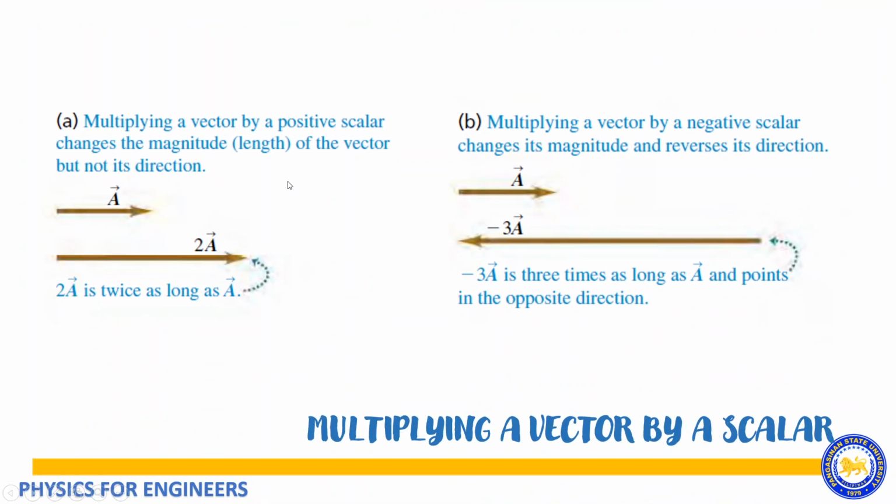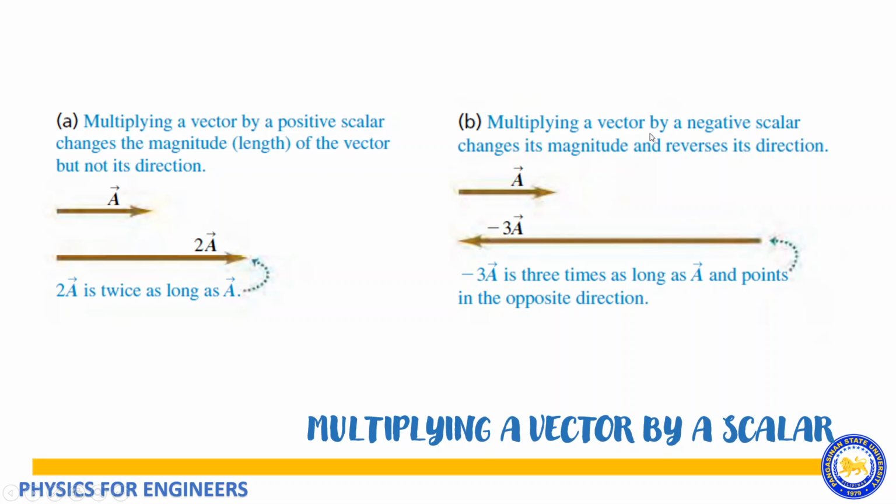So, pwede rin siyang i-multiply, yung vector natin i-multiply sa scalar. So, halimbawa, A times 2. So, dapat same direction, pero twice na ng magnitude nung A. Kasi twice nga, times 2.